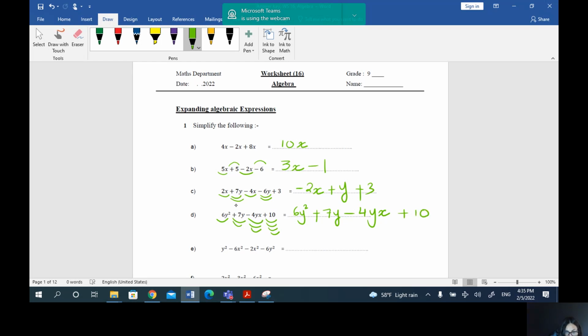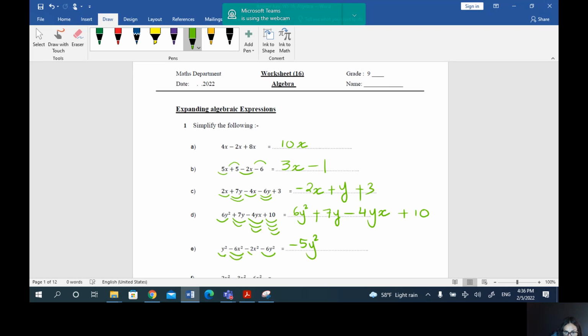So this expression is in its simplest form because y squared is not a like term to y, and they're not like terms to yx. So accordingly, the expression stays as is. While in the next one, y squared and minus 6y squared are like terms. So 1 minus 6 is minus 5y squared.